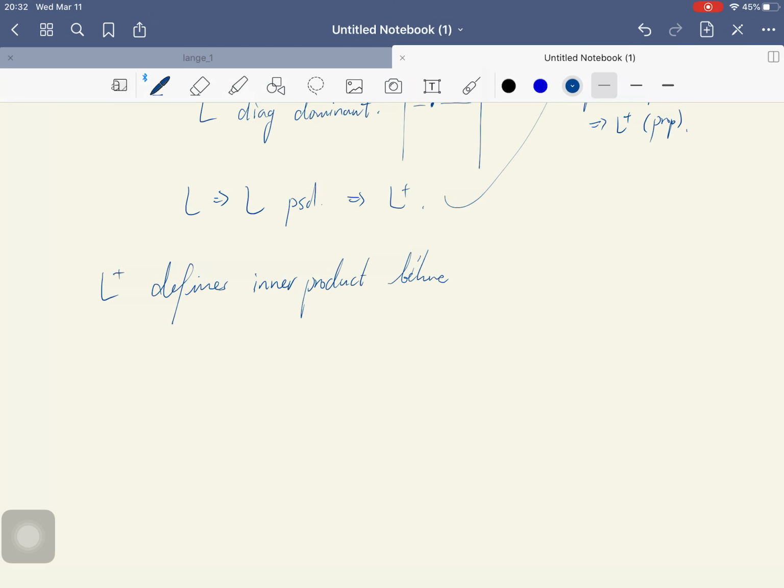Between vectors. Okay, so what does that mean? If you have two vectors and you want an inner product with L, you can define it as essentially x transpose L plus y. So in some sense you can measure the distance between two vectors using a positive semi-definite matrix, right? And this means that if you want to measure the norm of a vector using this matrix, you can do that, right?